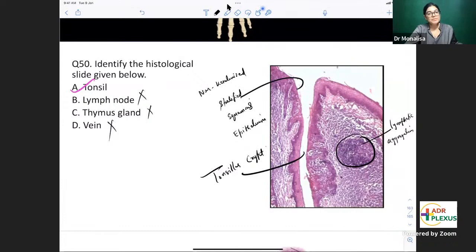Ma'am, we want the PDF. Yes, I think it will be shared with the students of Dr. Plex. Dr. Plex students will definitely get the PDF of all the images.